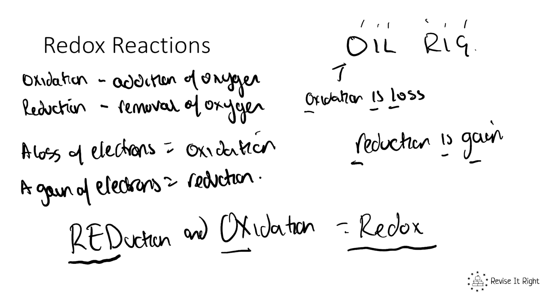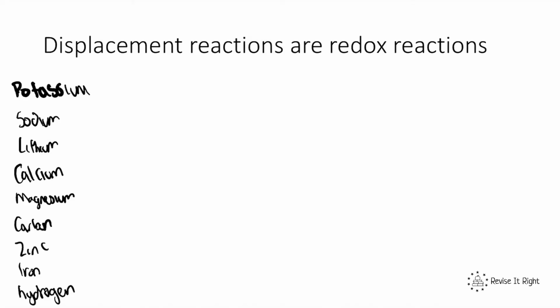So just to quickly summarize that, oxidation is the loss of electrons when we're talking about it in terms of electrons, and reduction is gain of electrons. When this happens at the same time in a chemical reaction, we call the reaction a redox reaction. Now displacement reactions are examples of redox reactions.